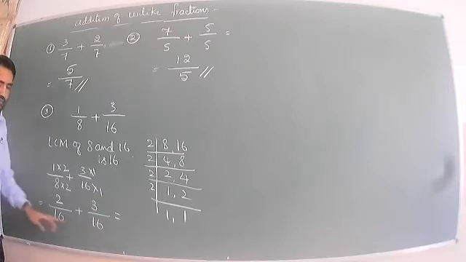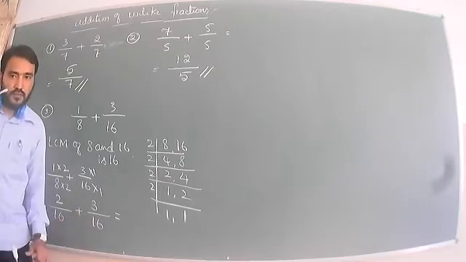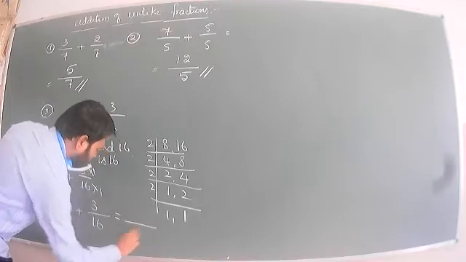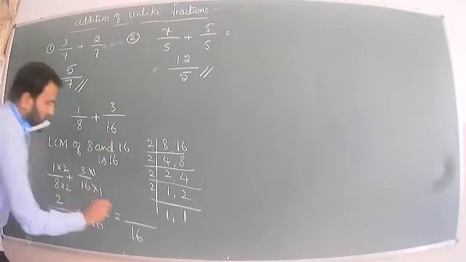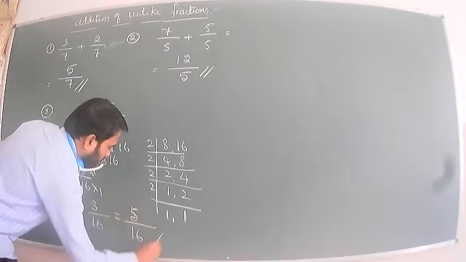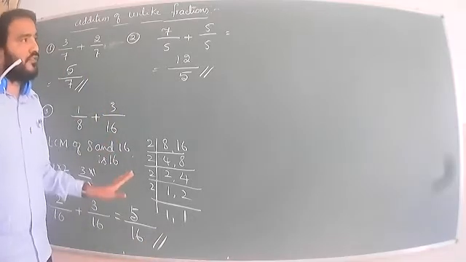Now those fractions are like fractions, so we can add. What is the answer? The denominator 16 as it is, numerators add: 2 plus 3 is 5. So this is the answer. This is how we do addition of unlike fractions.